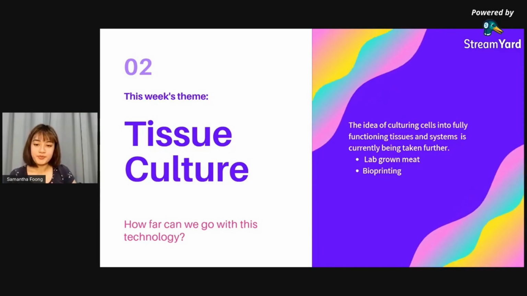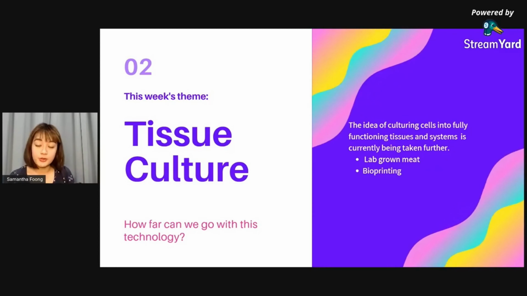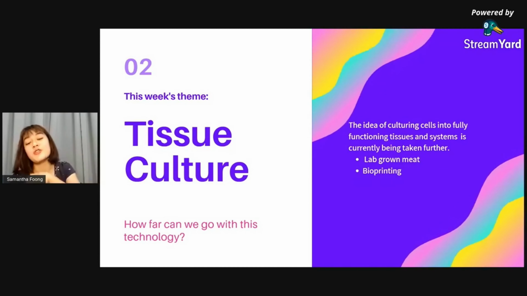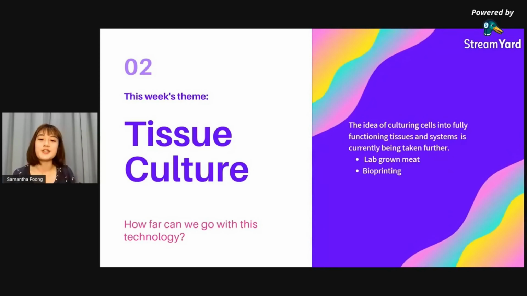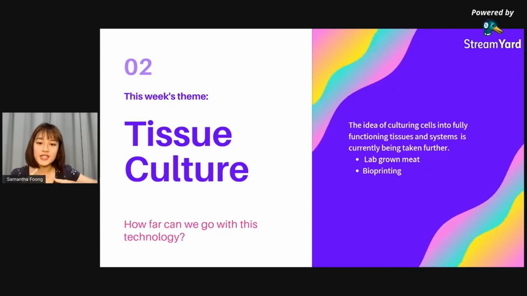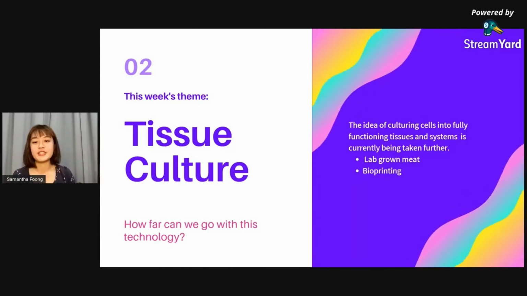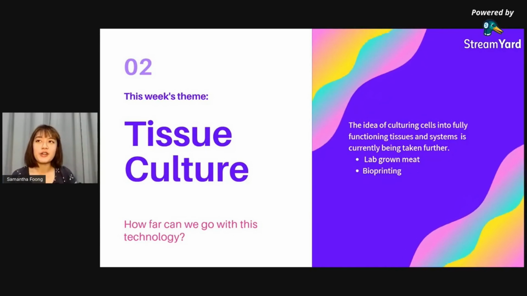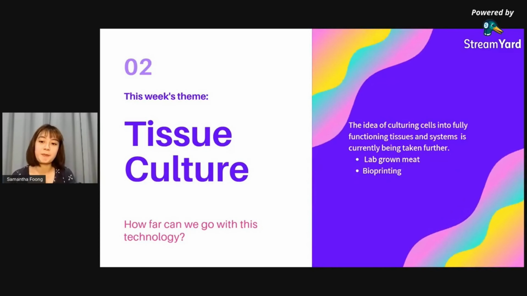Bioprinting organs, the idea is very similar to 3D printing, but instead of using plastic filament, we're using cells, a cell solution that will slowly differentiate, come together, turn into tissues, and become a fully functioning organ. And all these new technologies have incredible potential to improve the world that we live in.